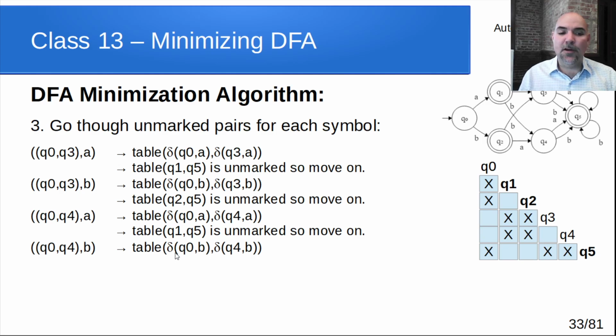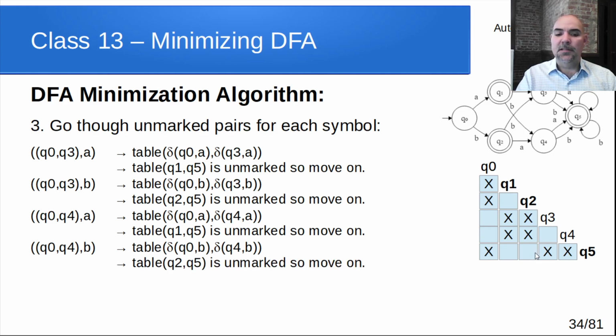Next one is 0, 4 on a B. 0 on a B goes to 2. 4 on a B goes to 5, so we have 2, 5. We look up 2, 5 in the table. 2, 5 in the table, not marked, so move on.